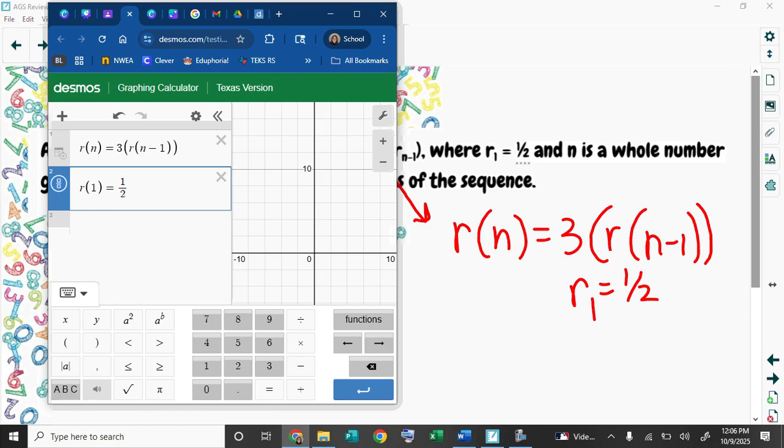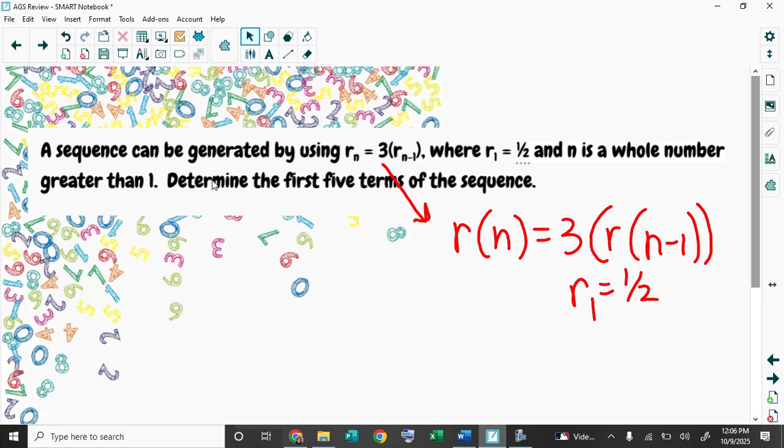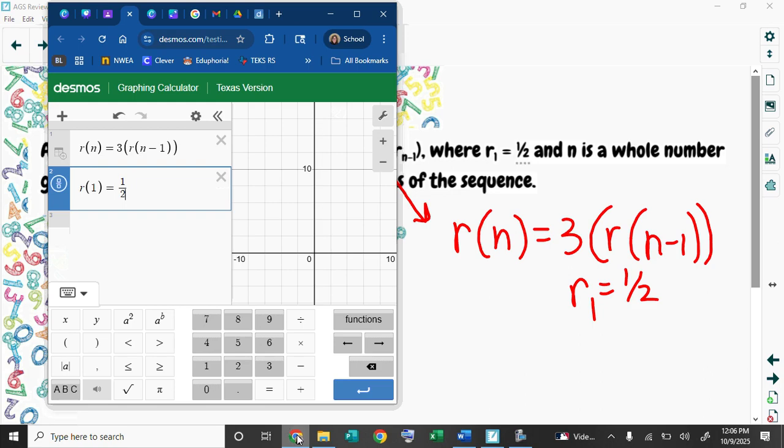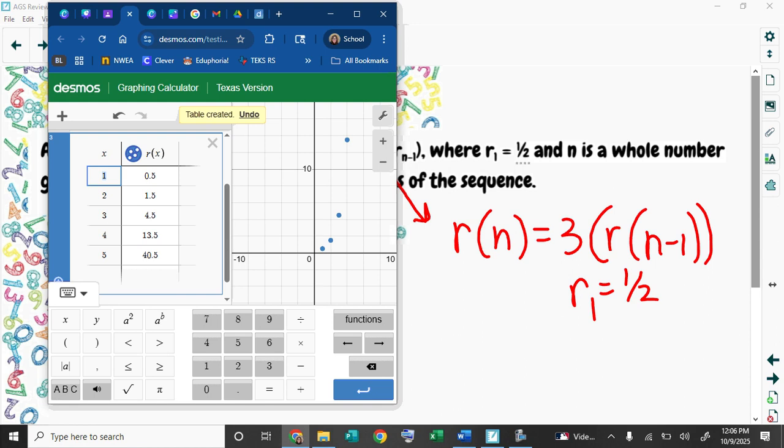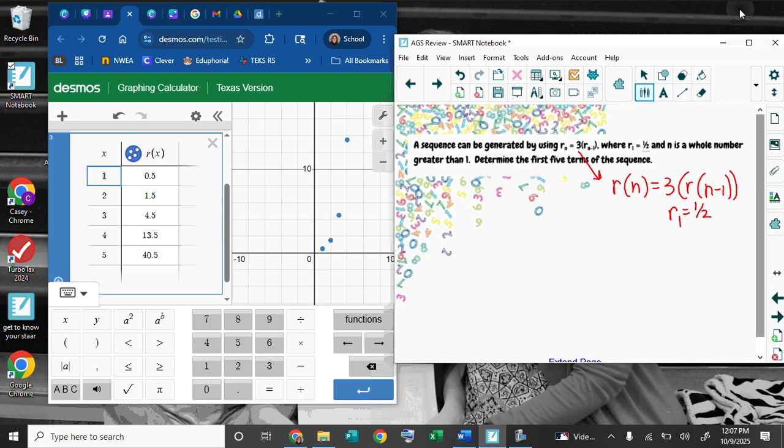And then, see this fancy little thing to the left of my blue? That means I can turn it into a fraction, but it's already a fraction. But the question is, what are the first 5 terms? And so I add my table, and I've got it right here. So I have 0.5, 1.5, 4.5, 13.5, and 40.5. Those are the first terms.